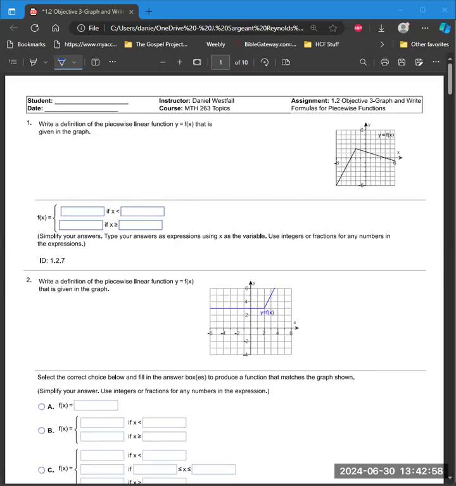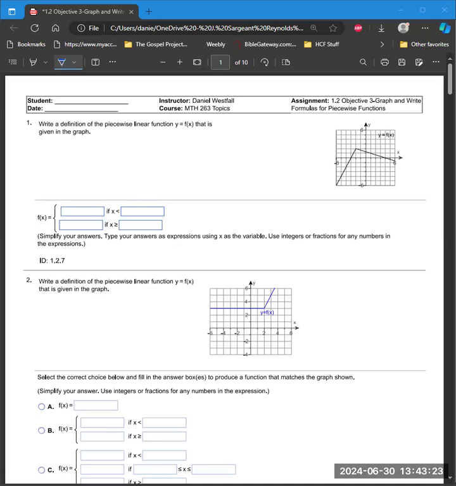In this video, we're going to talk about 1.2 Objective 3, where we graph and write formulas for piecewise functions. Piecewise functions are going to be important for us to know how to deal with here in calculus. So let's go ahead and write a definition of the piecewise linear function y equals f of x that is given in the graph over here to the right.